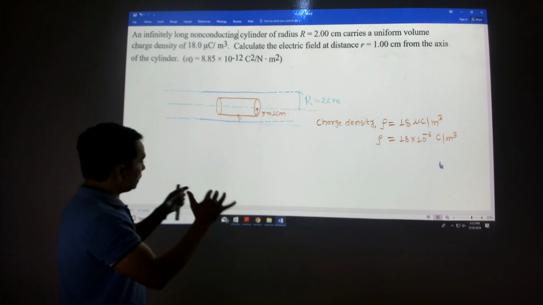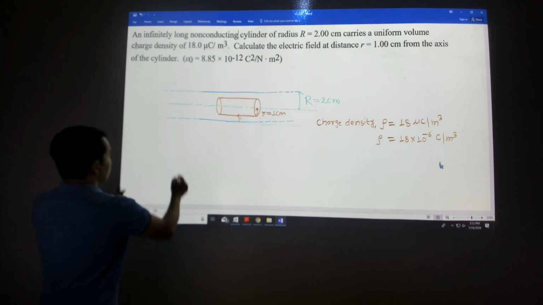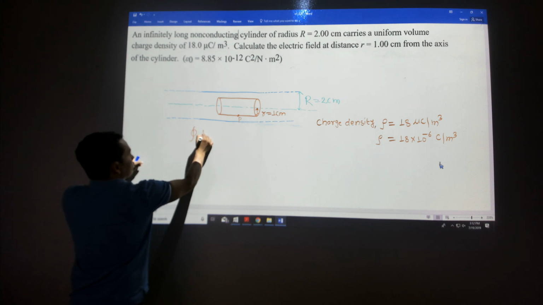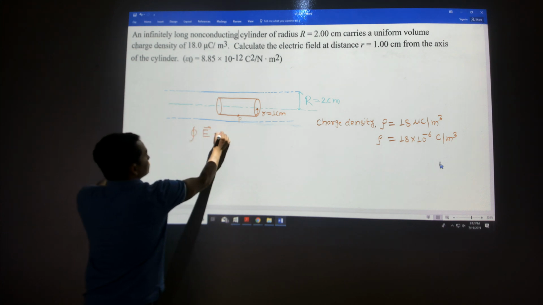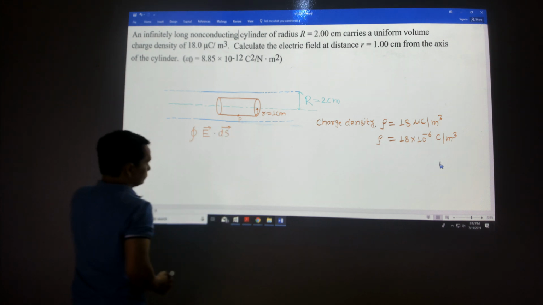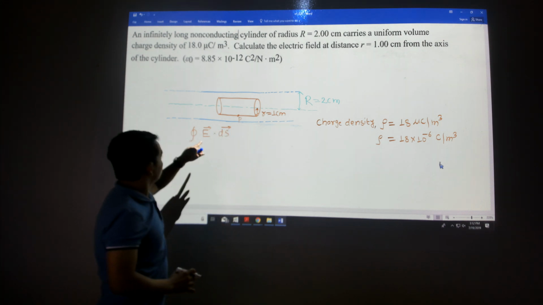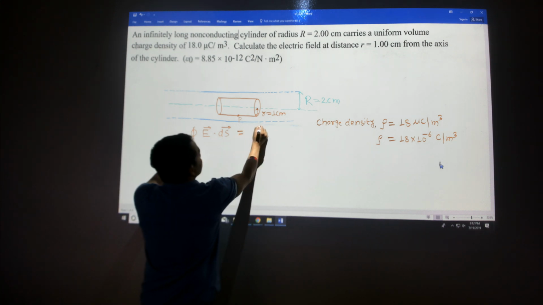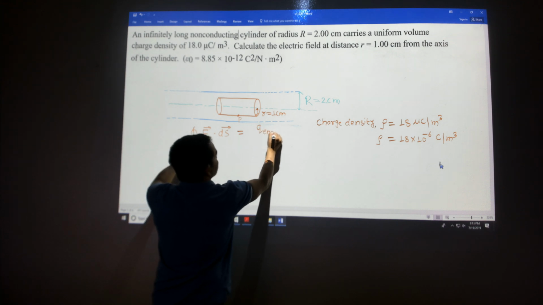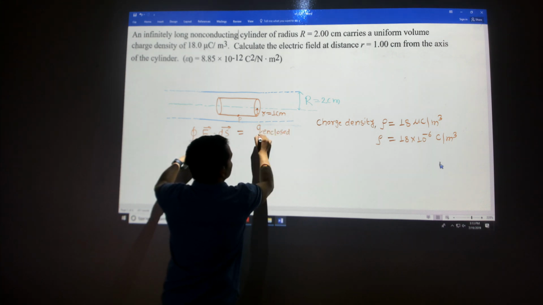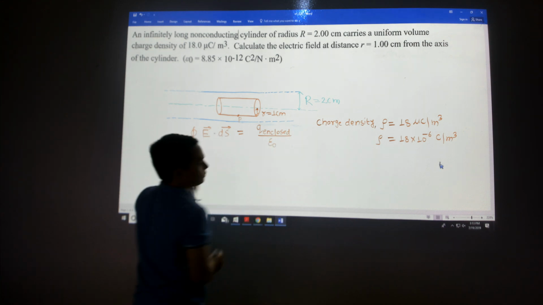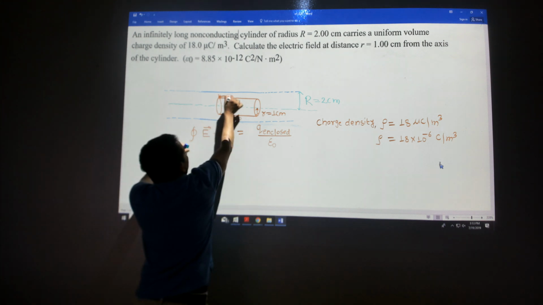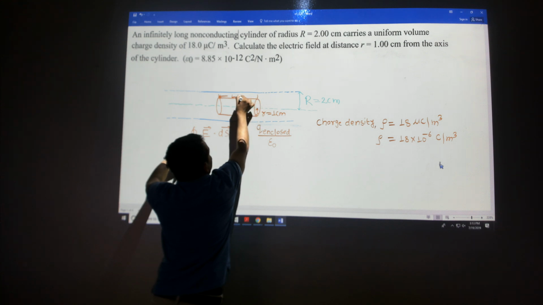So now let me use the Gauss law here. What does the Gauss law tell you? It simply tells you that this is the total flux, where this is the electric field and this is the elementary area, equals Q enclosed divided by epsilon naught. Let me call this length L of the cylinder.